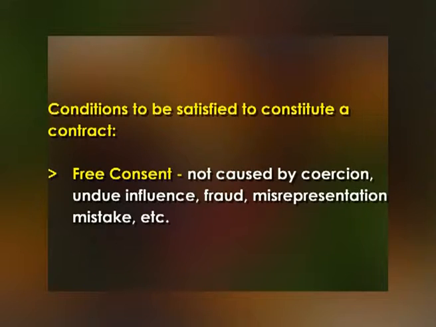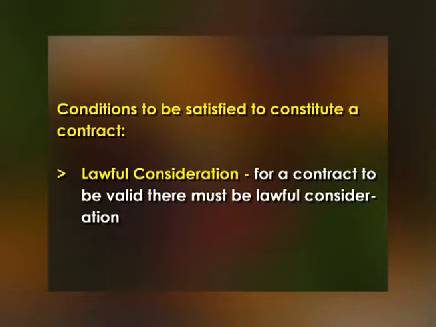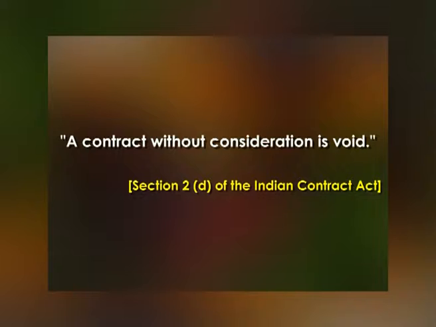Fourth is free consent. Consent is said to be free when it is not caused by coercion, undue influence, fraud, misrepresentation, mistake, etc. Fifth is lawful consideration. For a contract to be valid, there must be lawful consideration. Consideration means something in return. It must refer to both the parties. It is a price for contract. Therefore, it is said that a contract without consideration is void.